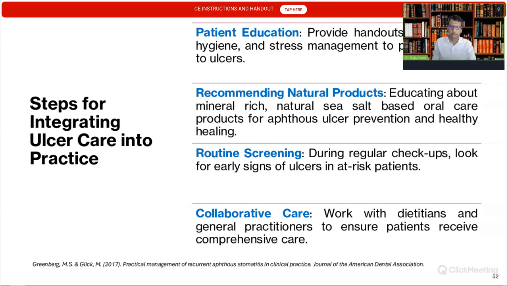So how can you integrate those steps? Number one is education, providing the patient the right education on how to avoid those things that are triggering the aphthous ulcers, recommending natural products, routine screening when they come for regular cleaning, and collaborative work. You have to combine a team of dental hygienist, dentist, as well as the dental assistant, all together, in order to implement those strategies to have a 100% positive result.